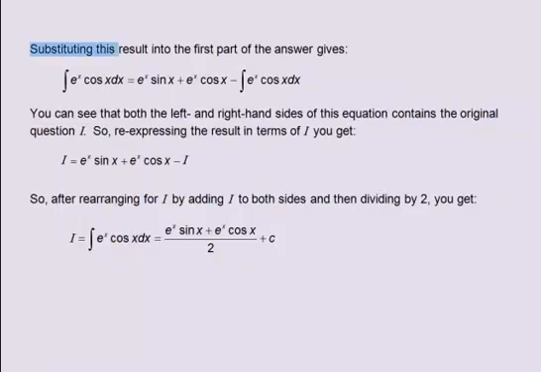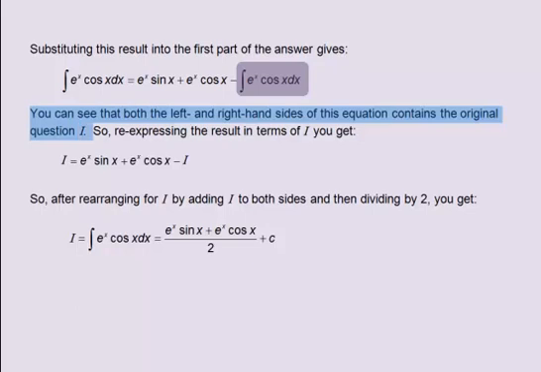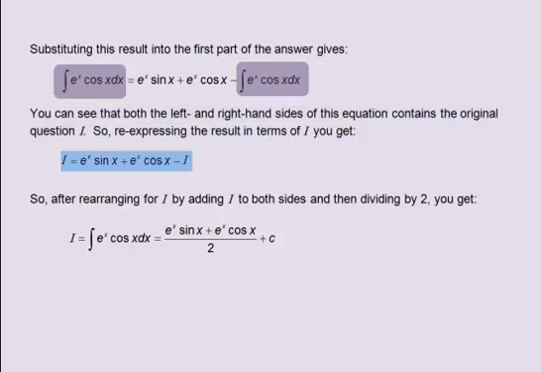Substituting this result into the first part of the answer gives the integral of e to the x cos x with respect to x equals e to the x multiplied by sin x plus e to the x multiplied by cos x minus the integral of e to the x multiplied by cos x with respect to x. You can see that both the left and right hand sides of this equation contain the original question, I, here. So, re-expressing the result in terms of I, you get I equals e to the x sin x plus e to the x cos x minus I.